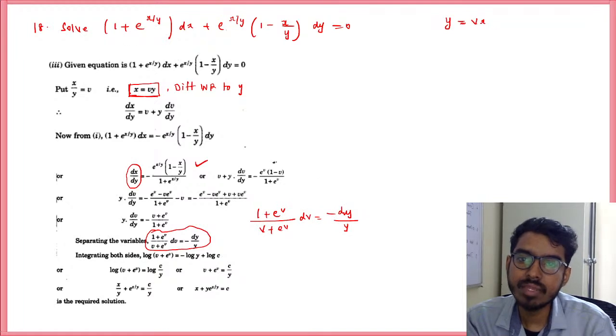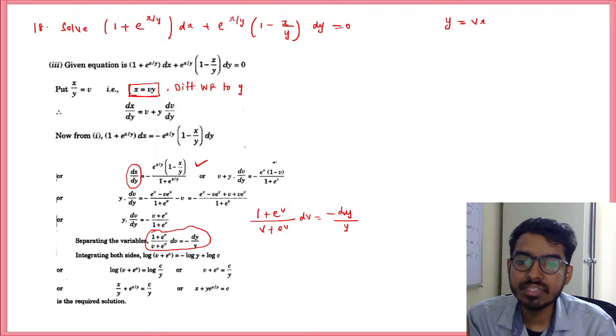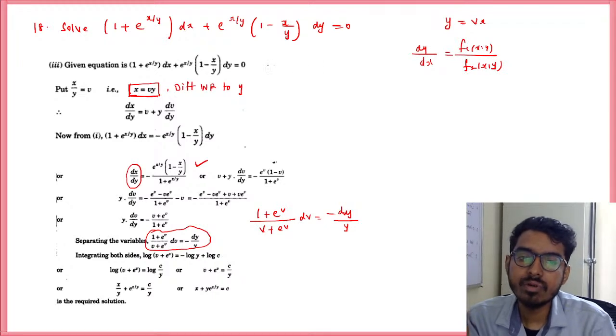Since we have x by y, x by y, you make use of substitution. x is equal to vy and differentiate with respect to y. That's it, right? The only thing is this: you just bring dx by dy is equal to something. Usually you will write dy by dx is equal to f1 of x comma y by f2 of x. If you are substituting x is equal to vy, you write dx by dy is equal to some function of v.